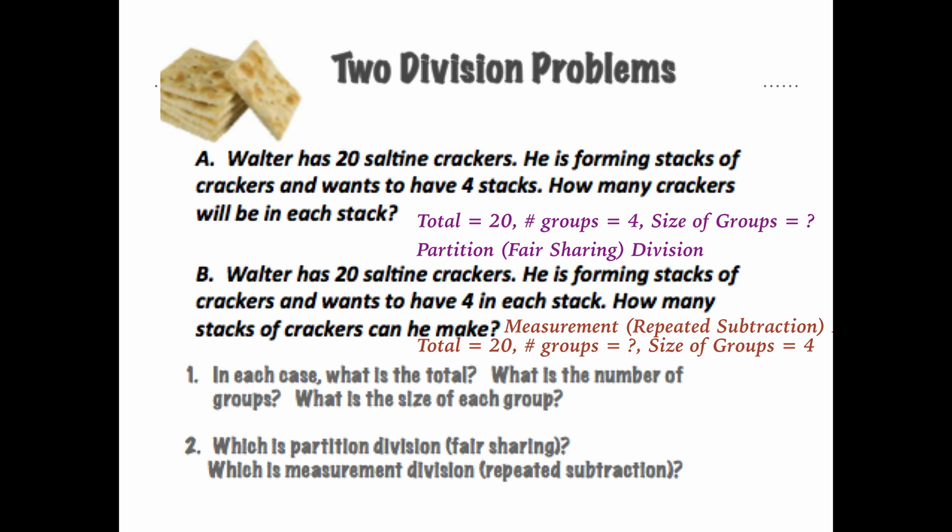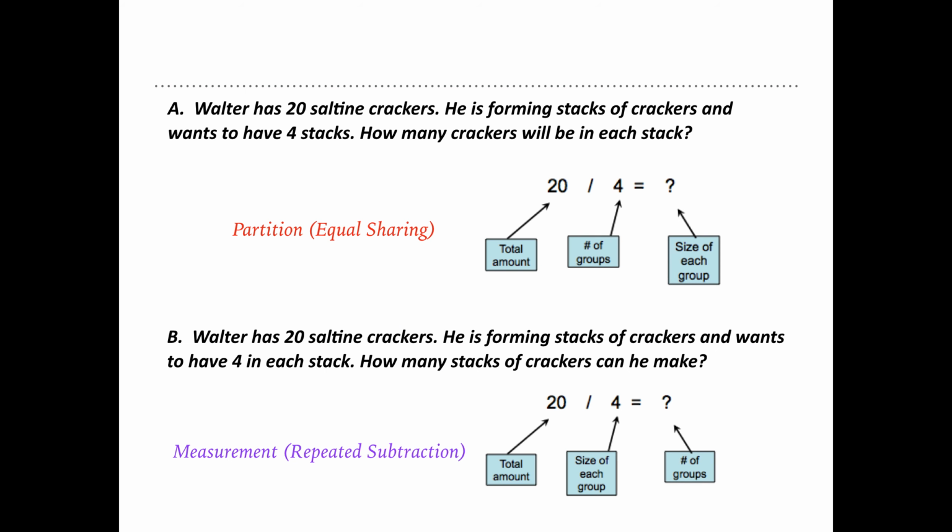In the second one, the total was 20, but in this one, we knew the size of the group was 4. We knew that there were 4 crackers in each stack, but we didn't know how many stacks or how many groups. That was the unknown. That's an example of measurement or repeated subtraction division, and those are our 2 structures. Okay? So, just an important difference there.